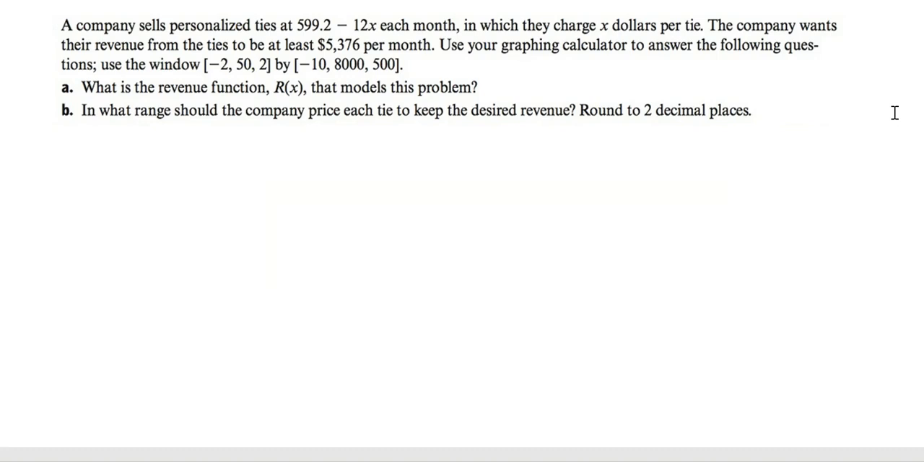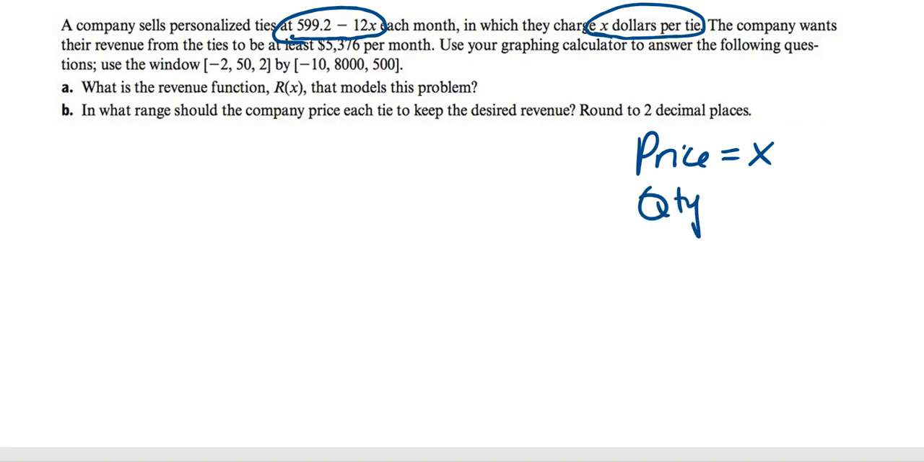So this word problem tells a story about a tie manufacturer, right? And it tells us that they charge X dollars per tie. That's going to be our price. And then it also tells us that they sell 599.2 minus 12X ties. That's going to be the number of ties, or our quantity.